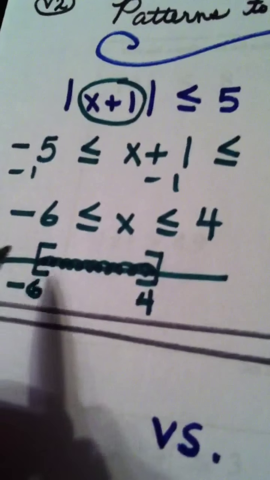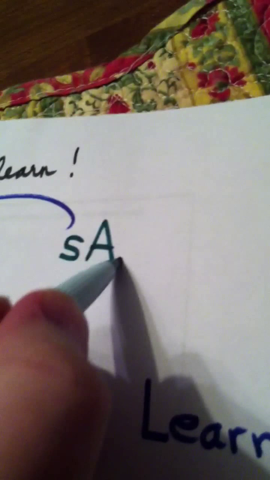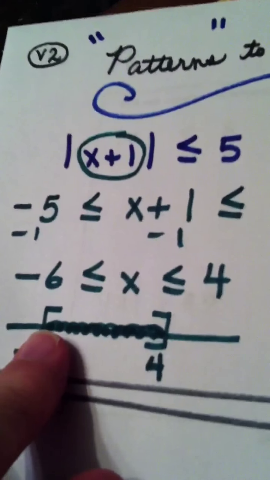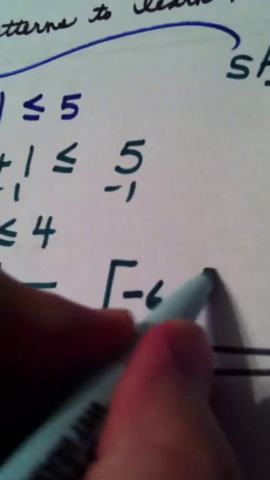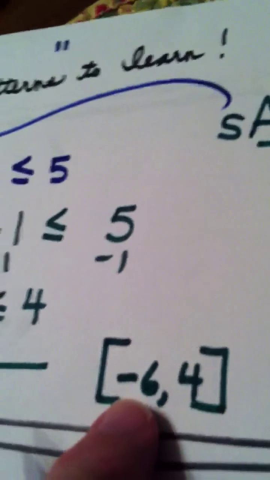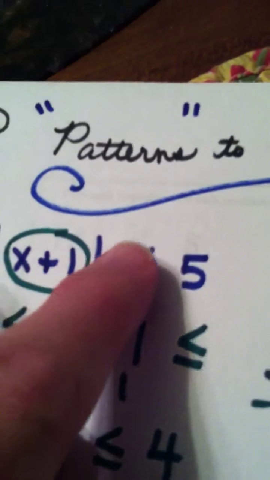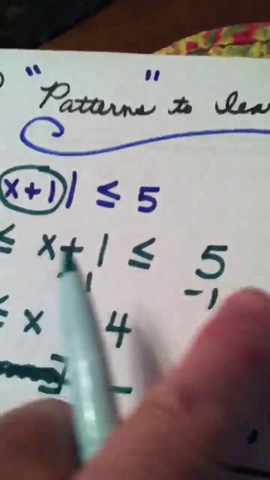Okay? And again, what did I tell you this was? I said it was a sandwich. How do you spell sandwich? S-A-N-D-W-I-C-H. It's an and. Okay? It's in between this number and this number. So in interval notation, you would write [-6, 4]. And notice the reason I'm using brackets here is because it said equal. So absolute value less than or equal to a positive number always becomes a sandwich.